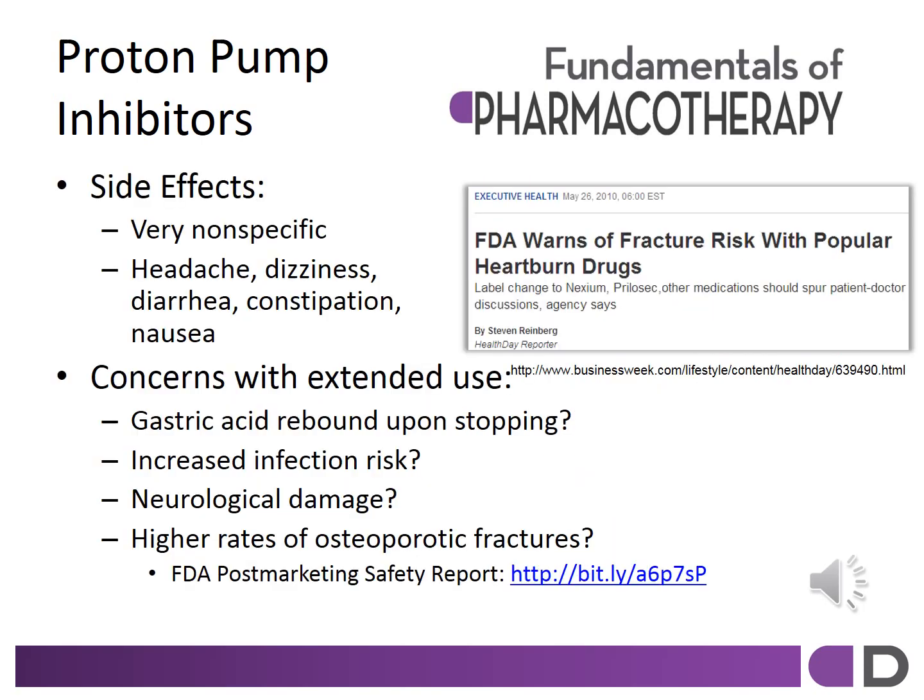The side effects for PPIs are not very specific and include things such as headache, dizziness, diarrhea, constipation, and nausea. Some patients may report feeling like their stomach feels more upset or gassy the first few days they start taking the medication, but that often goes away.